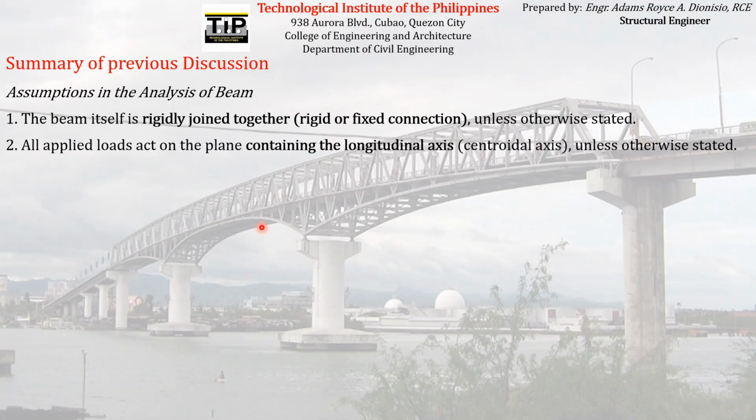Second assumption is that we assume na yung mga load na kinakarga ng isang beam, lahat ng yon dumadaan dun sa tinatawag na longitudinal axis or centroidal axis ng beam. Yun yung ibig sabihin ng assumption number 2. So, kahit anong orientation pa niyan ng load na yan, we assume na dire-diretso siya, dumadaan siya doon sa tinatawag na longitudinal axis ng beam.